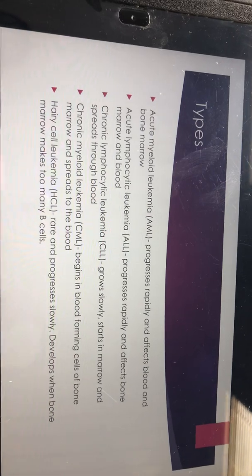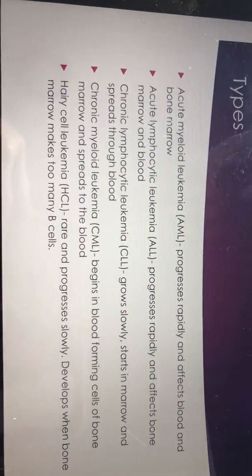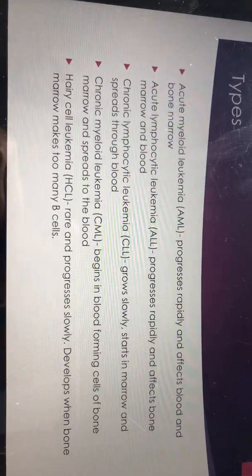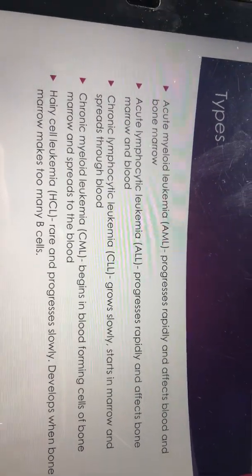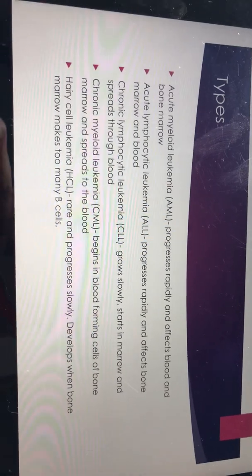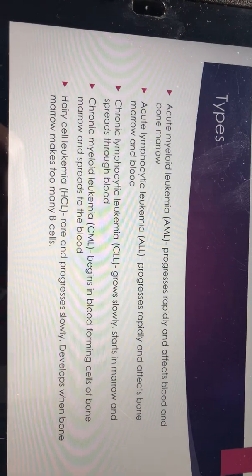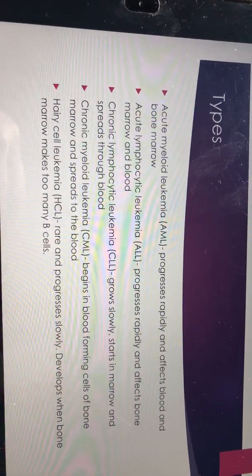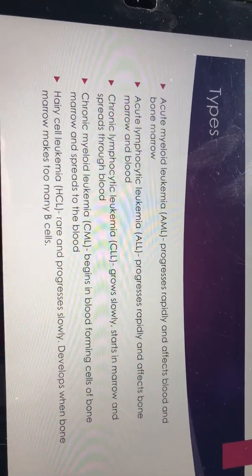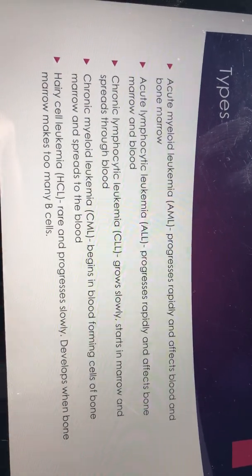And it breaks down even further. Acute myeloid leukemia progresses rapidly and affects blood and bone marrow. Acute lymphocytic leukemia progresses rapidly also and affects the bone marrow and blood. Chronic lymphocytic leukemia grows slowly, starts in the bone marrow, and spreads through the blood. Chronic myeloid leukemia begins in blood-forming cells of bone marrow and spreads to the blood. There's also a very rare type called hairy cell leukemia, which progresses slowly and develops when bone marrow makes too many B cells.